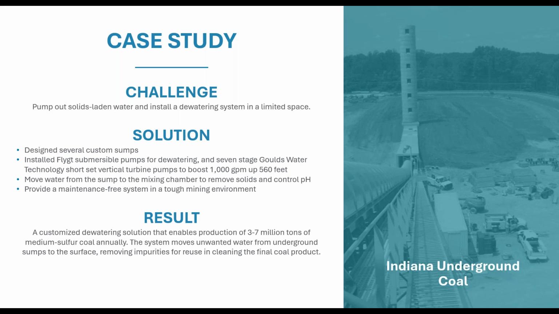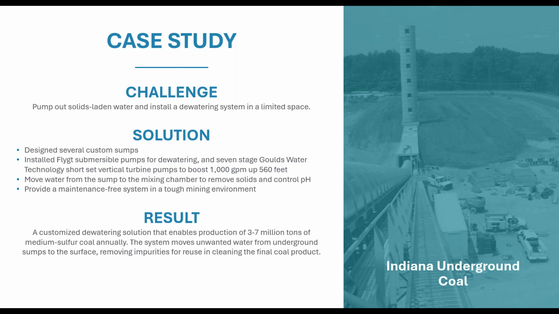First, they installed some custom sumps at various low points to collect the raw water using some MSHA-approved Flight submersible pumps in the 2 horsepower range. The water was pumped to the main sump. That was the area with the low ceiling clearance.